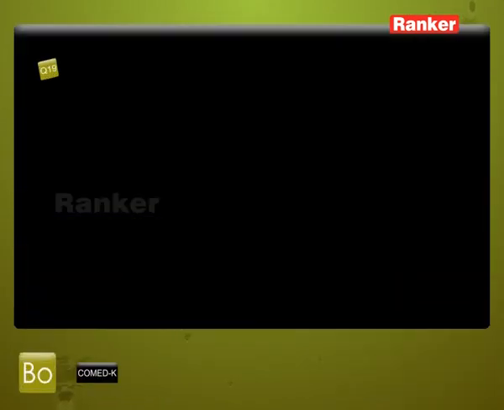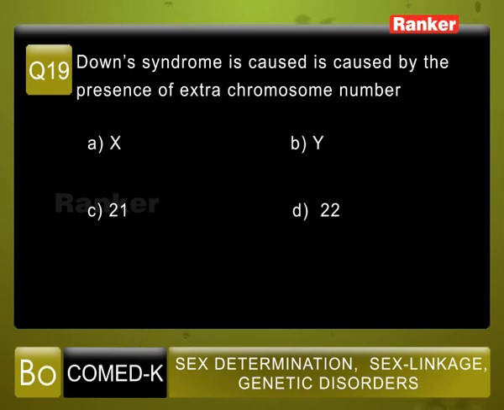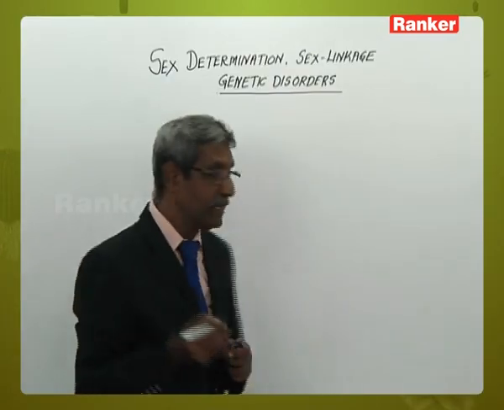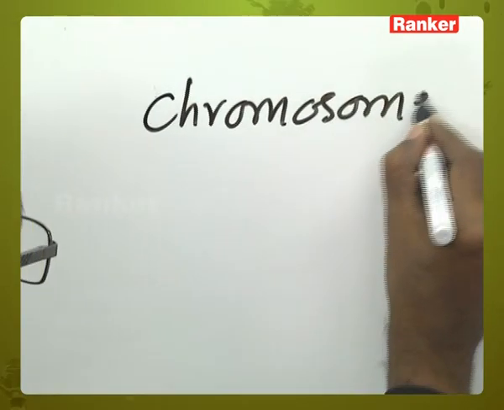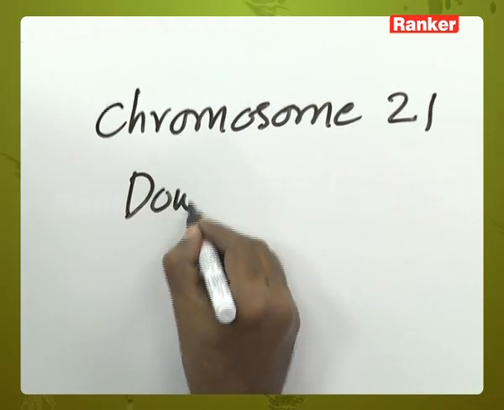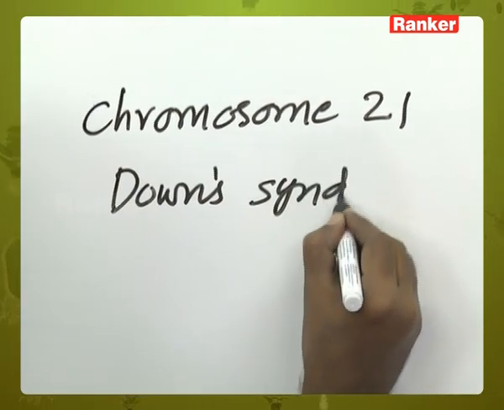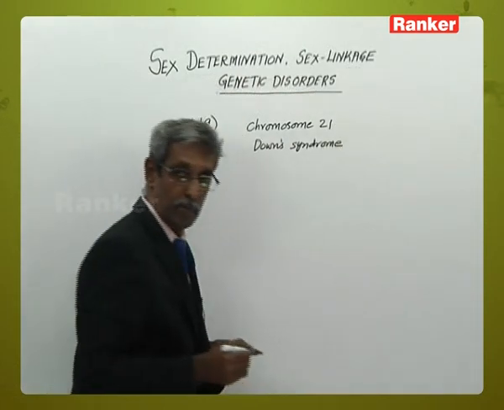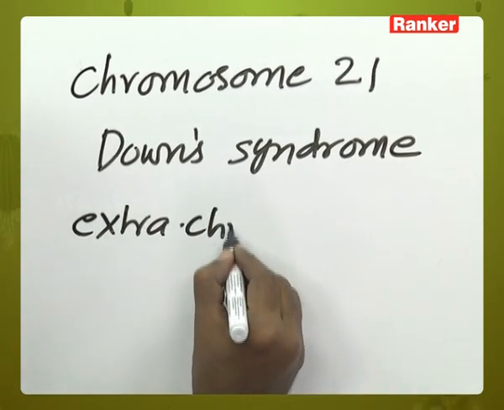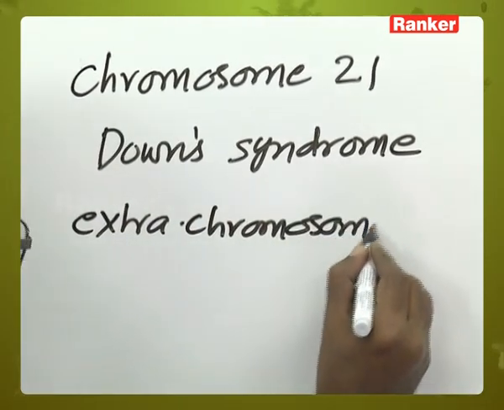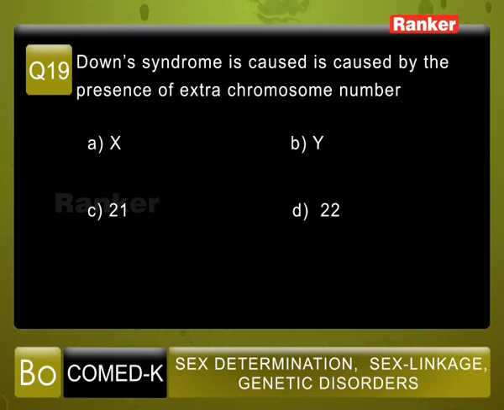Question number 19 asks, Down syndrome is caused by the presence of an extra chromosome number. The extra chromosome is on the X chromosome, Y chromosome, chromosome 21 or chromosome 22. The right answer is chromosome 21. On chromosome 21, we have the presence of an extra chromosome. Hence, the right answer is C.